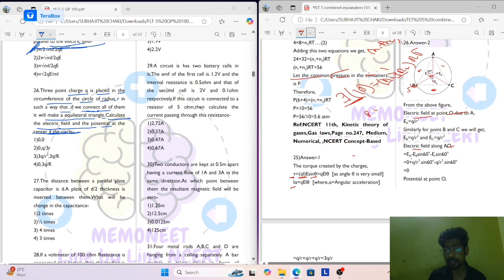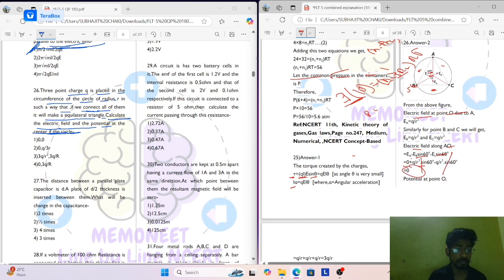This is EA minus EB minus EC. Electric field by B, electric field by C. Okay, this. Why sin 60? Because the angle here is given as sin 60 degree. So put the values, what will we get? 0 divided by Q by R square sin 60 minus Q by R square. This will cancel out, it will be 0.